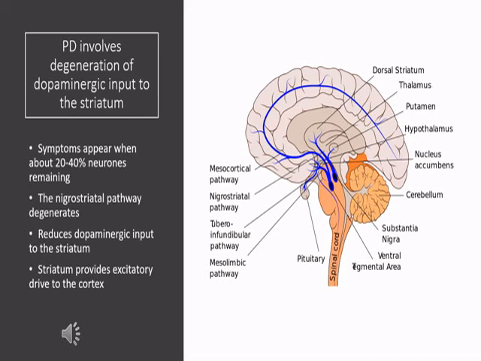Parkinson's disease specifically involves degeneration of dopaminergic input to the striatum. You don't actually see any symptoms until there's as few as 20 or 40% of neurons remaining. So you can lose 60 or even 80% of neurons before you start seeing any symptoms. And it's specifically the nigrostriatal pathway. And as I said before, this results in this loss of excitatory drive to the cortex.